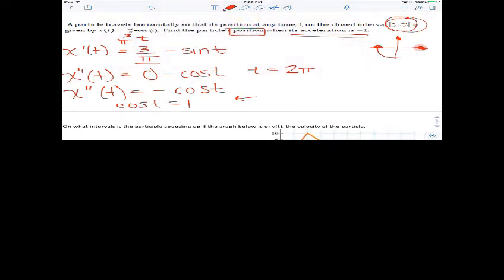So now what I'm looking for is what was the position at that time. So I'm going to plug that back in to x. So that's 3 times 2 pi over pi plus cosine of 2 pi. Those cancel, so this is 6 plus 1. So my position was 7.